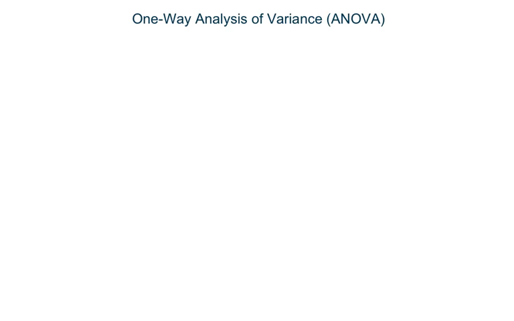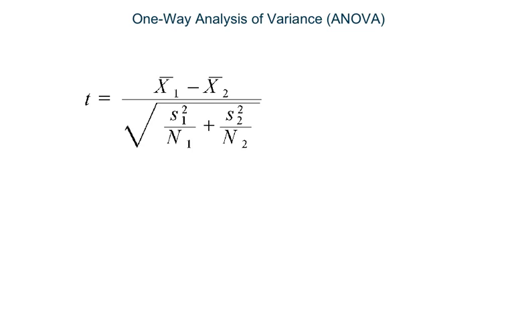And welcome back. Today we're going to talk about one-way analysis of variance, which is really just a variation or an extension of the two-sample t-test. So here's the formula for the two-sample t-test, where we have the difference between two means. We have sample 1, sample 2, our experimental group and our control group.